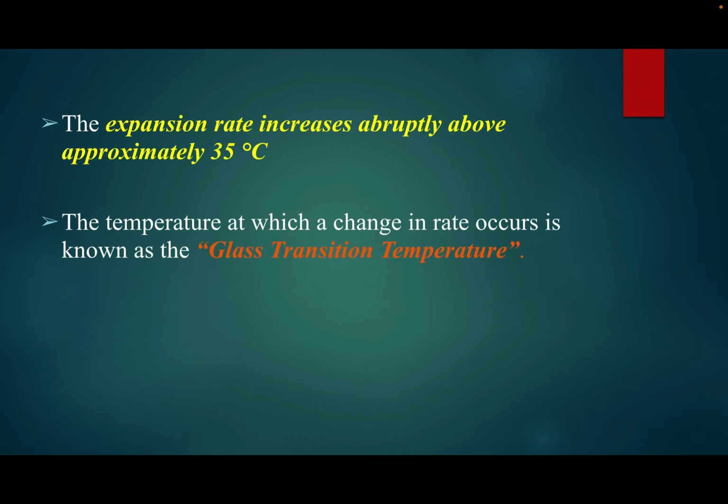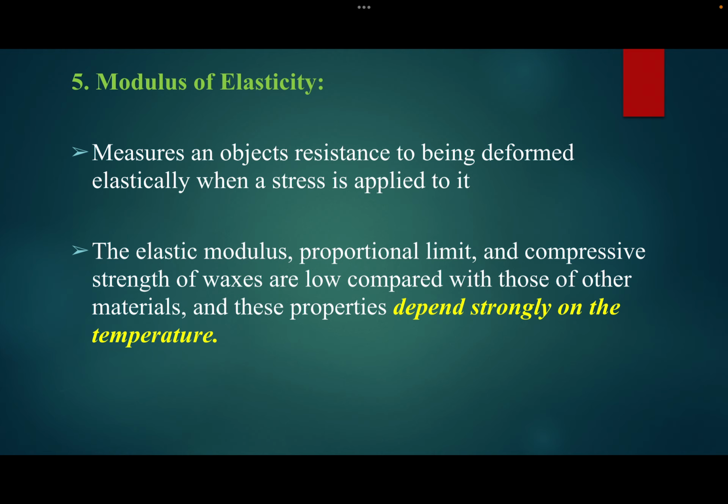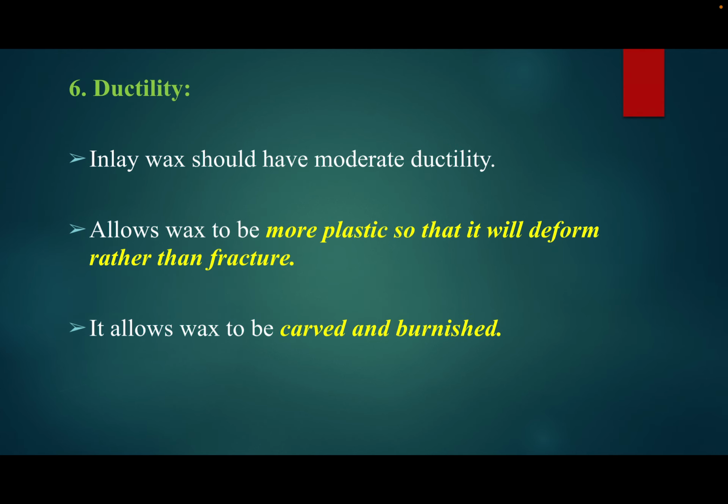Usually the expansion rate increases abruptly above approximately 35 degrees Celsius, and the temperature at which a change in rate occurs is known as the glass transition temperature. Oxidation. Because the wax patterns are to be melted and vaporized, no excessive residue should remain in the mold because of incomplete wax burnout. The excess residue may result in incomplete casting of inlay margins. Modulus of elasticity. It measures an object's resistance to being deformed elastically when a stress is applied onto it. It usually depends strongly on the temperature.